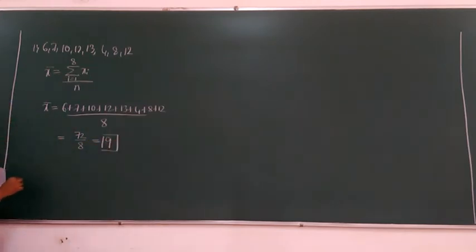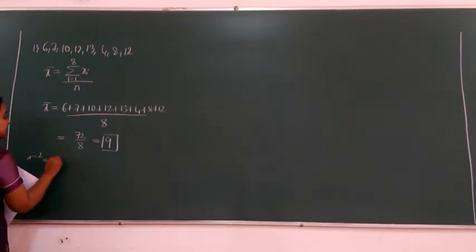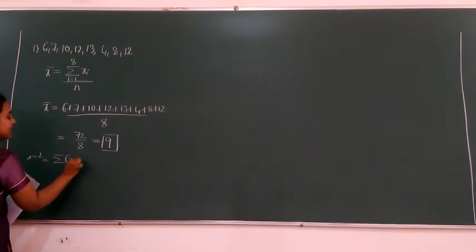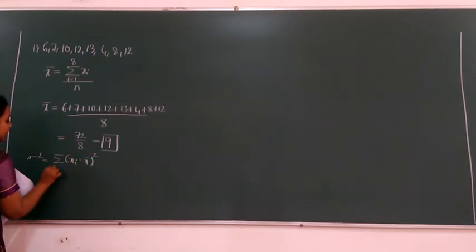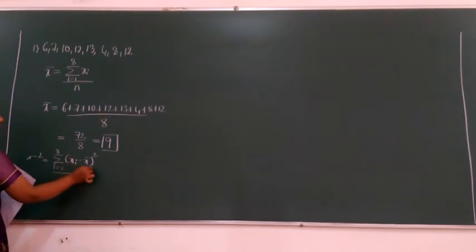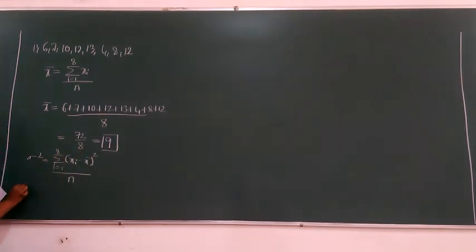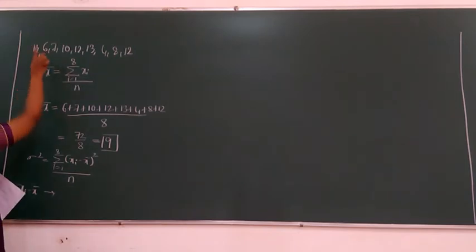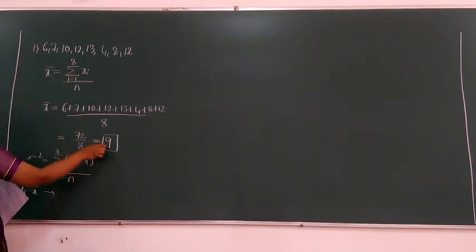After the mean, they are asking us for the variance, right? So to calculate the variance, what is the formula? Sigma square, for ungrouped data, is the sum of all (xi minus x bar) whole square, where i goes from 1 to 8, divided by n. Now we know the mean. We need to calculate (xi minus x bar) whole square. For that, let us first consider xi minus x bar. How do you calculate xi minus x bar? Each xi has to be subtracted from the mean, that is x bar.